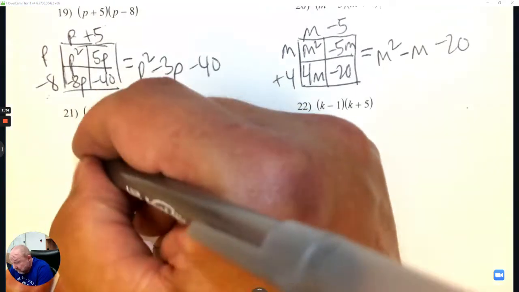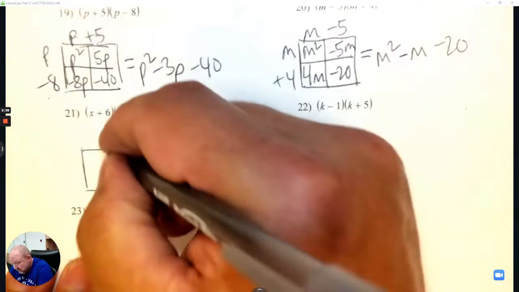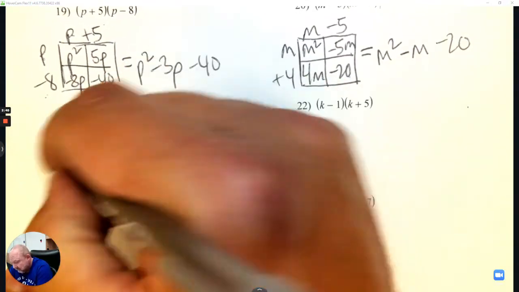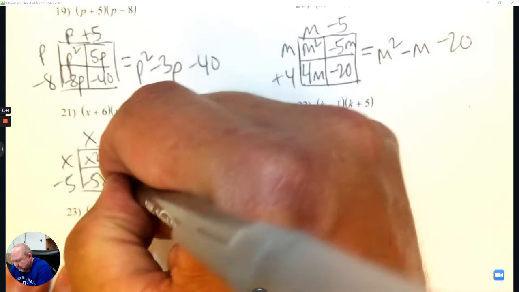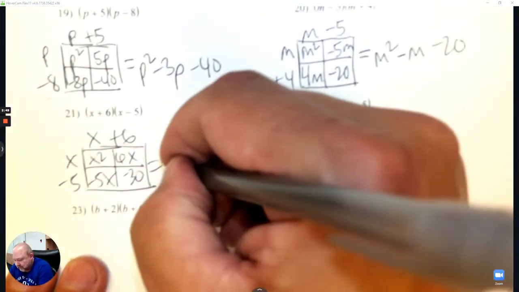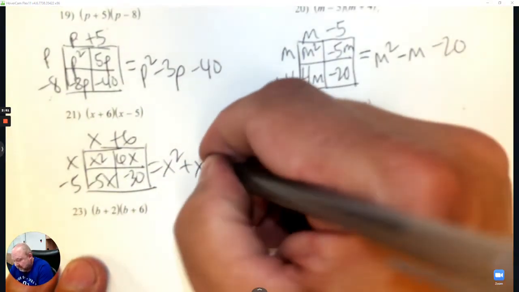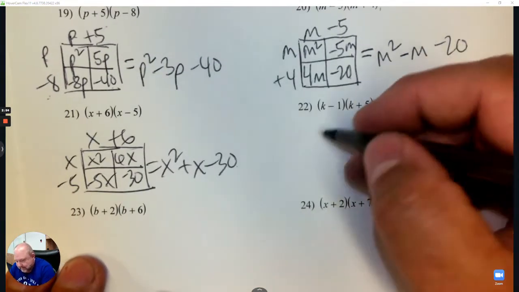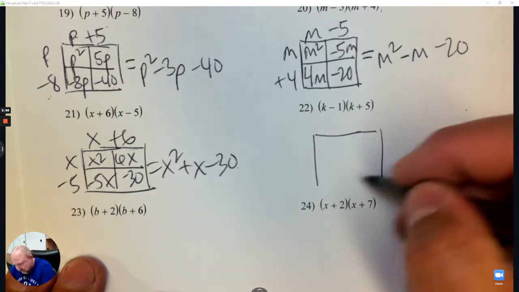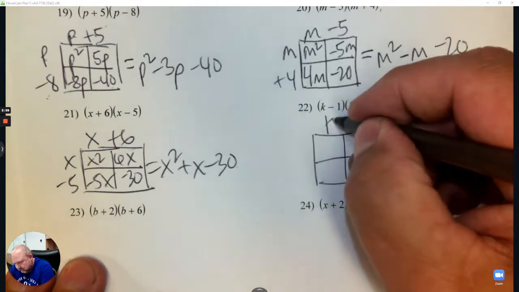Again, what's best is when you try it first, and then with me. So we're going to multiply it. And then we match up. So that's x squared plus 1x minus 30, because 6 take away 5 is 1. Keep going. Keep pausing. Keep doing your work first.